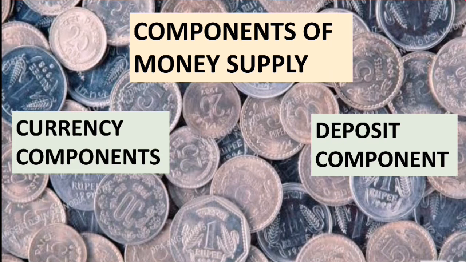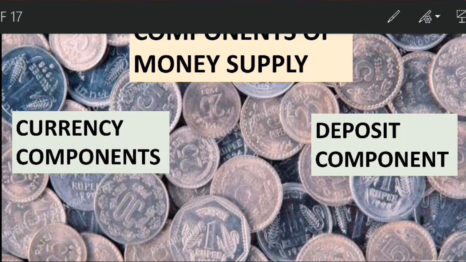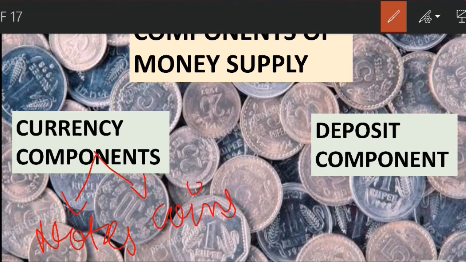Basically, there are two components of money supply: currency component and deposit component. See, the currency component includes your paper notes and coins which are held by the public at a particular point of time. Alright. So the currency component has two things: paper notes and coins, right, that people have at this point of time.